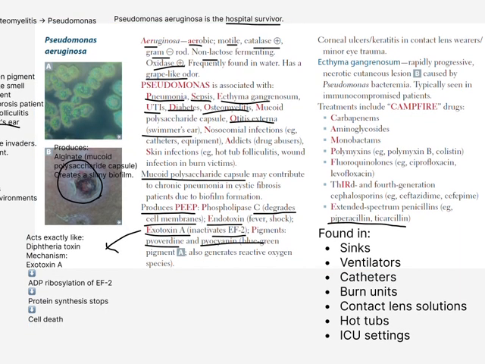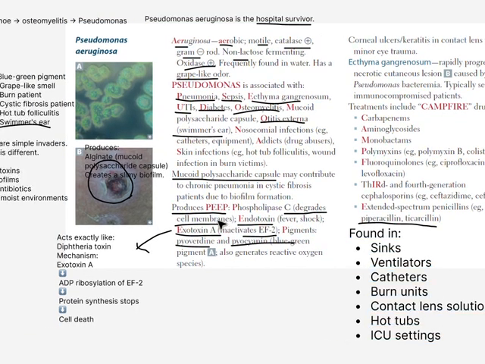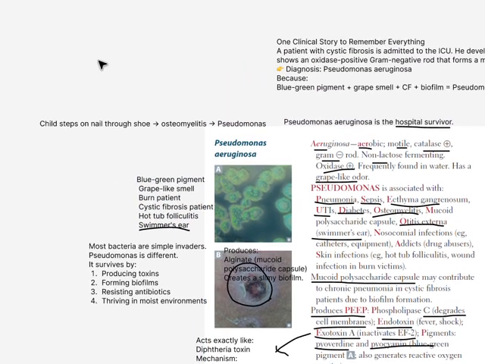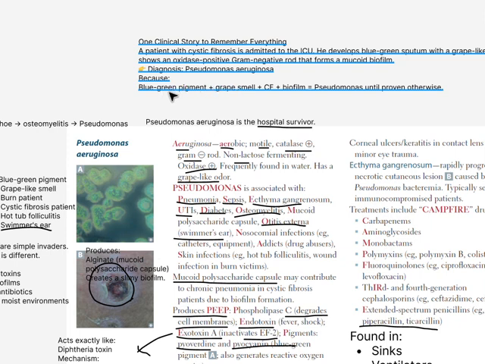Now, remember that the classic lab clue would be that Pseudomonas has this blue-green pigment. Here you can see this is the blue-green pigment. It's called pyocyanin, and also pyoverdin. Pyocyanin is the blue-green one, and pyoverdin is the yellow-green fluorescent pigment. If a question mentions blue-green pus, you remember Pseudomonas, right? And it also has a fruity grape smell.